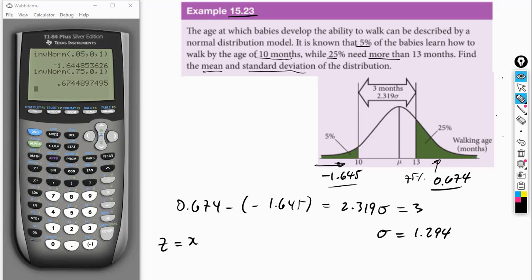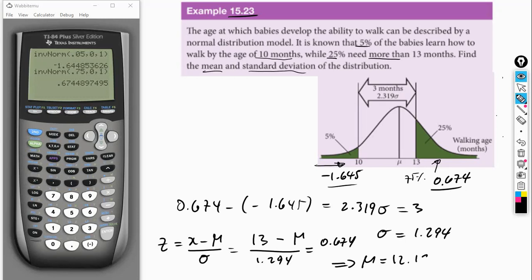And then all we have to do is use the formula for the z-score, because we know that the z-score is equal to x minus the mean divided by the standard deviation. And we can just plug in either one of these. So let's plug in the positive one just for the sake of comfort, right? So let's say that this is equal to 13 minus mu, which we need to find as well, divided by the standard deviation, which is 1.294, and this z-score is equal to 0.674. And then from here, we're going to get that the mean is equal to 12.128.